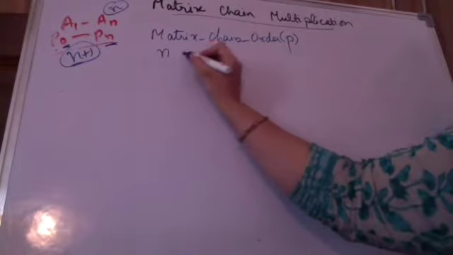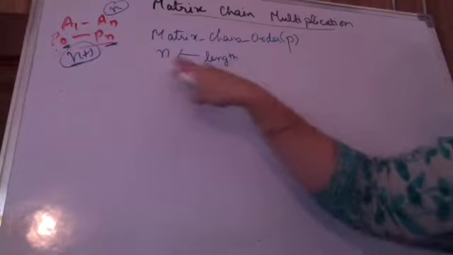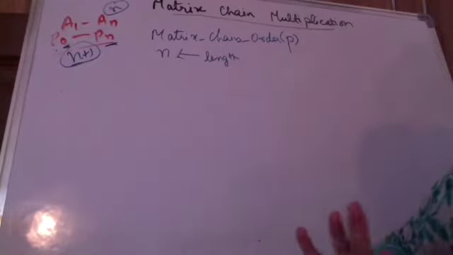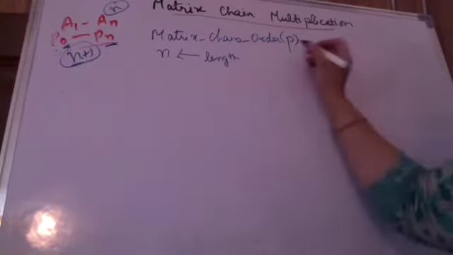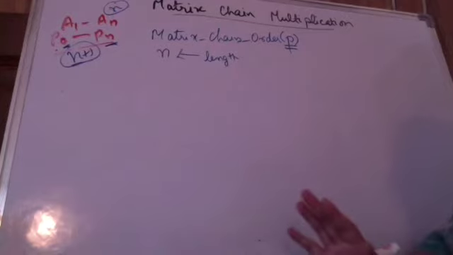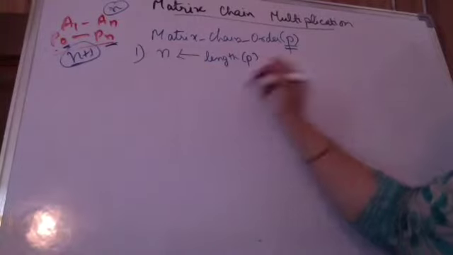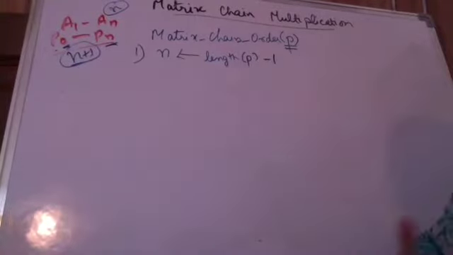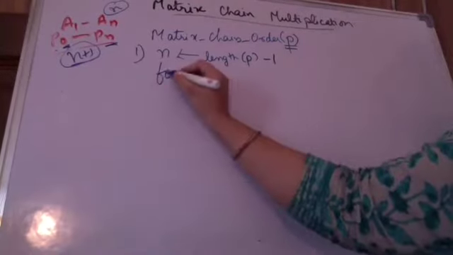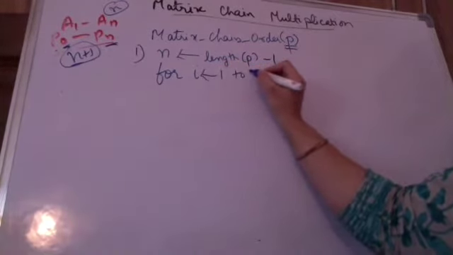So n is initially calculated in this function. It does not know any n right now. This function has only a single parameter that we get from the function call, which is the array P, having the orders of all the matrices that have to be multiplied in chain. So first I calculate n as length of P minus 1, because P has length n plus 1, right? Then I run a loop with I running from 1 to n.